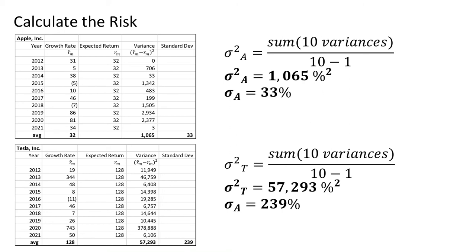a standard deviation for Tesla Inc., it should say sigma sub T, of 239%. Clearly, we can see that Apple Inc. has a much lower standard deviation at 33% than does Tesla Inc., which has a standard deviation of 239%. Why? Because Tesla is a much riskier stock, which also produces a much higher rate of return.